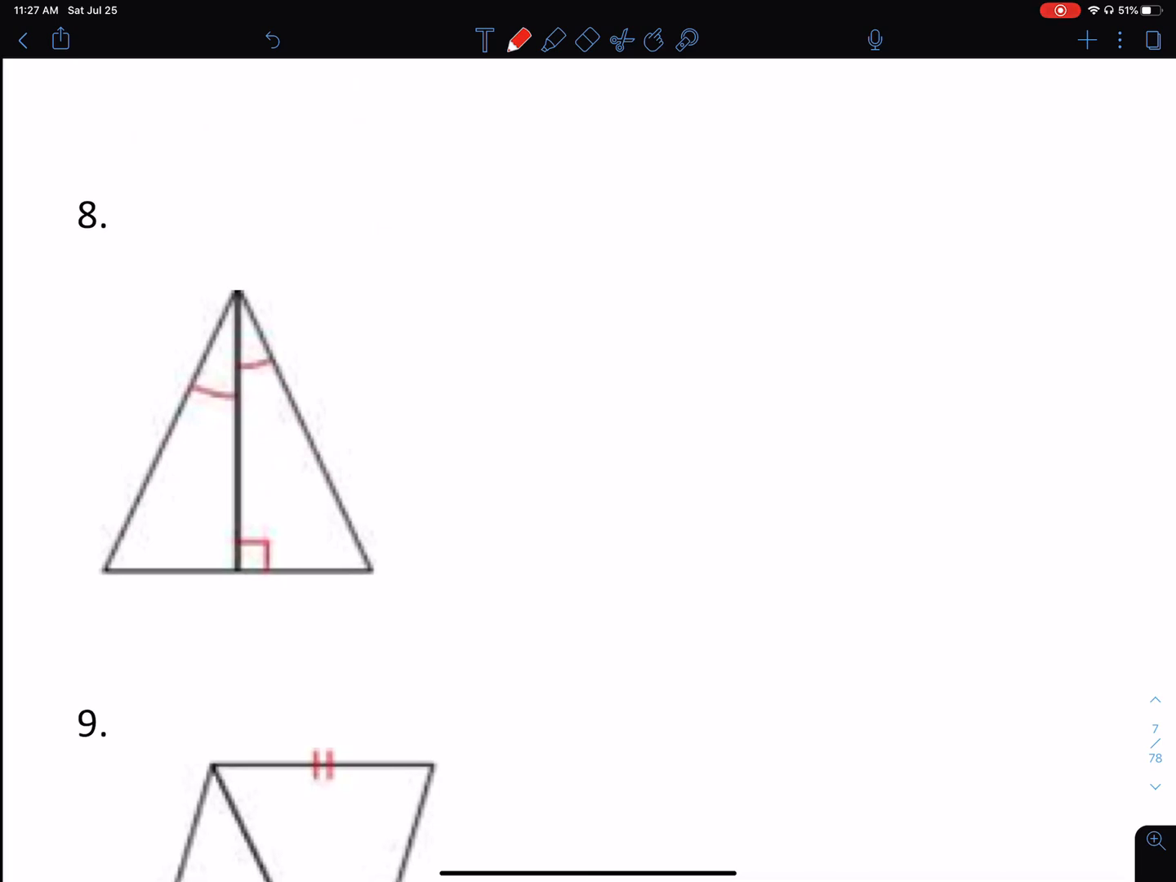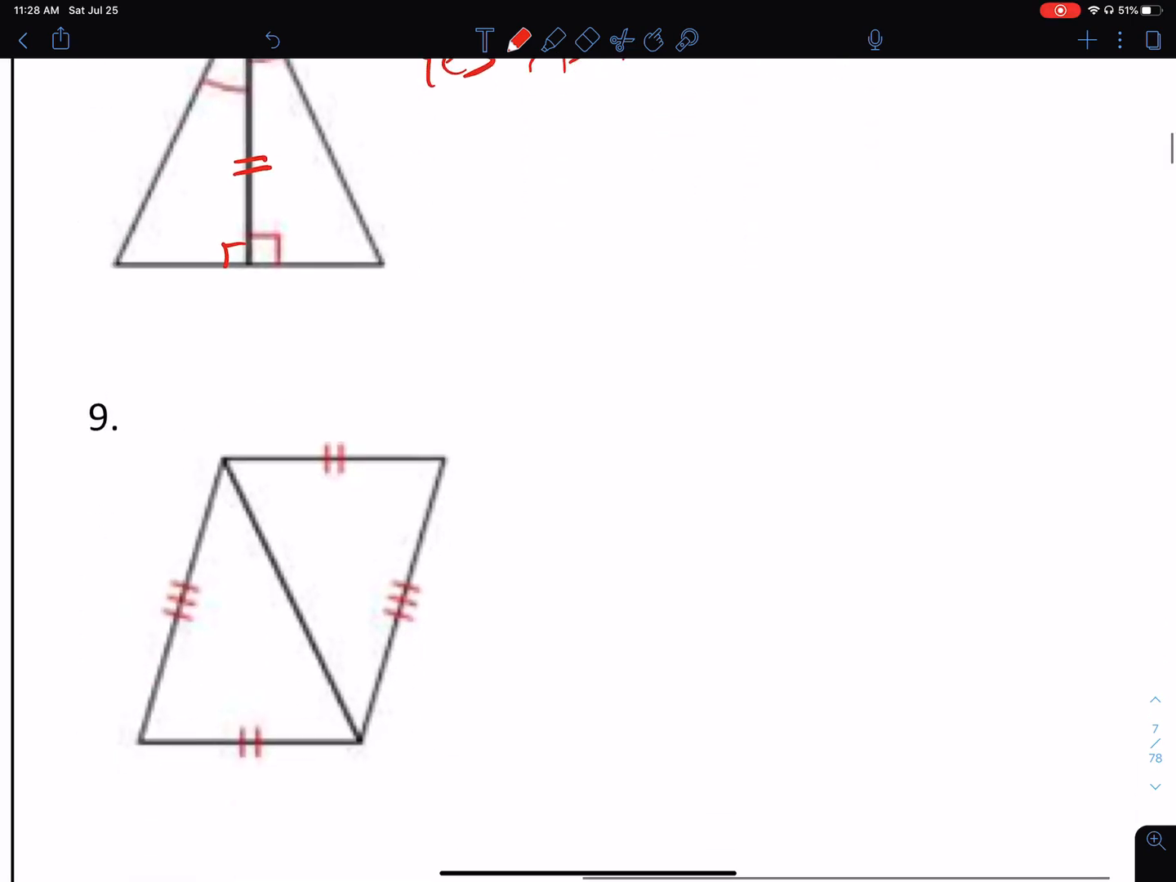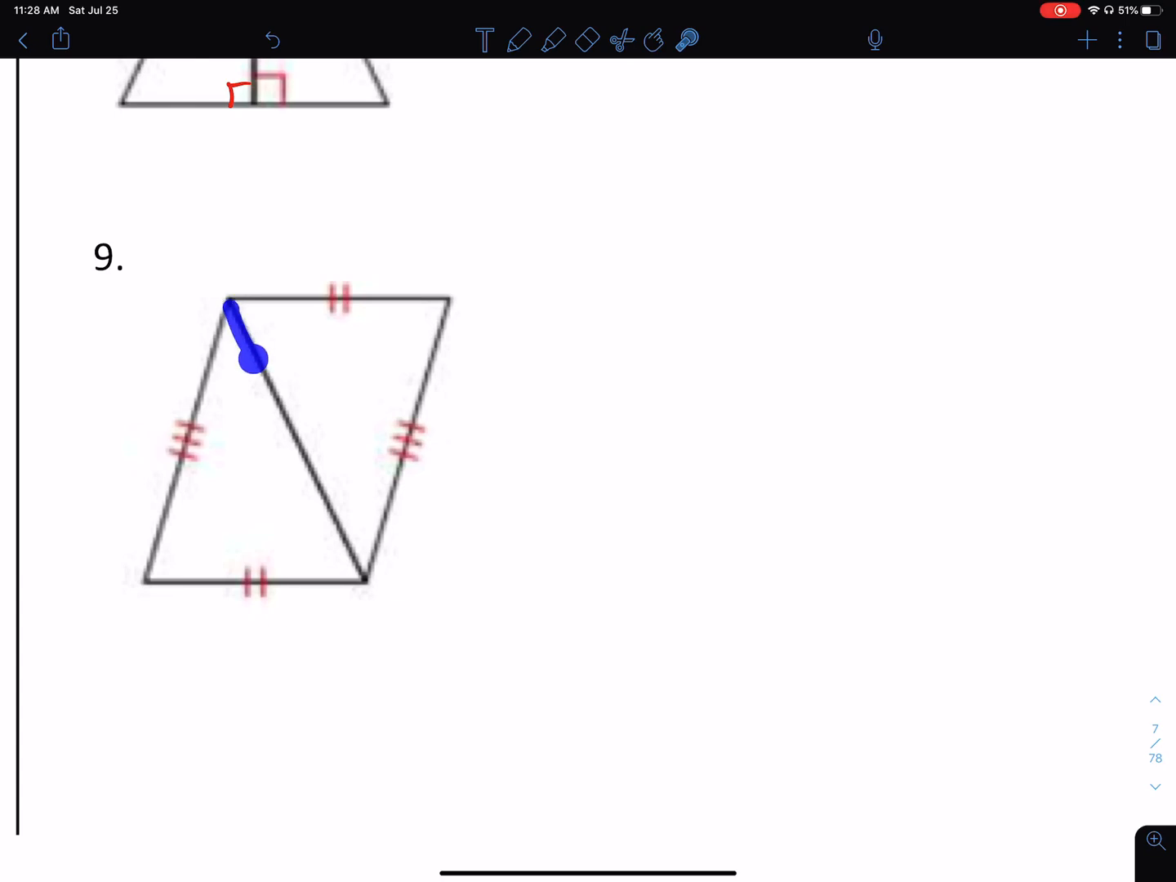Number eight. Well, if this forms a 90-degree angle, then this one has to also be a right angle. And this side is congruent to itself. This is angle, side, angle again. Number nine, reflexive property. The segment is the same length as itself. This is side, side, side.